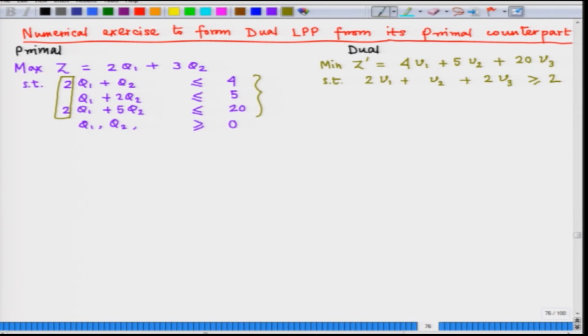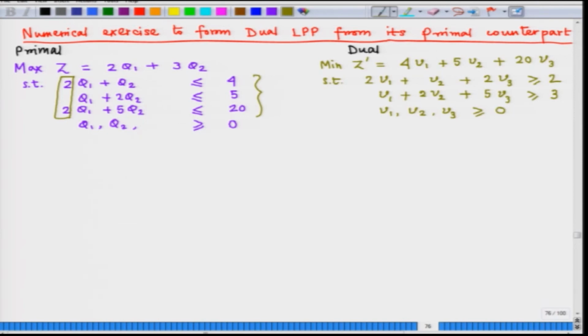Similarly, we can construct the second constraint for the dual, and this time it will be V1 plus 2 V2 plus 5 V3 greater than equal to 3, right. And of course, needless to say, we have to have non-negativity constraints for my decision variables, which are basically the dual prices.